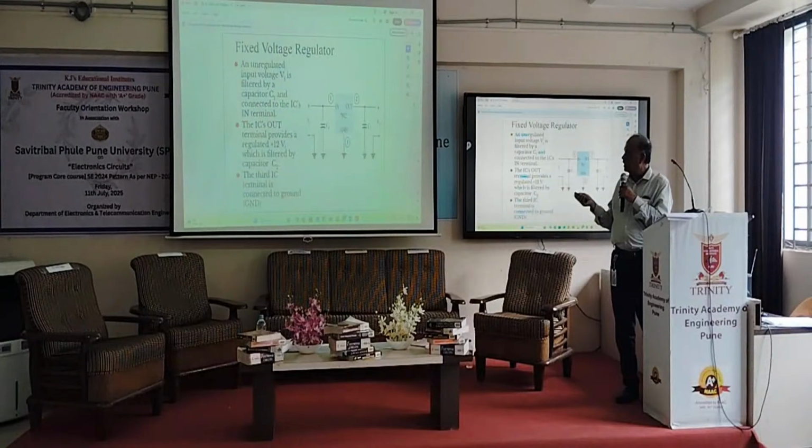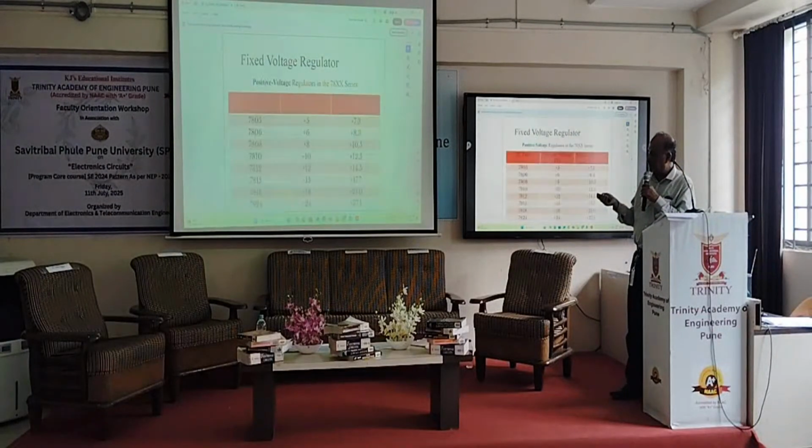Then we have 79XX, 78XX. 78 is a positive voltage regulator, 79 is a negative voltage regulator. And what is this particular voltage over here? Now you can see that this is 7.3 and we are getting 5 volts at output. This input should always be greater than the regulated voltage. So the difference between these is called the low dropout voltage.